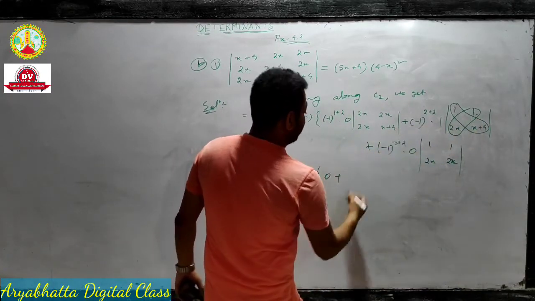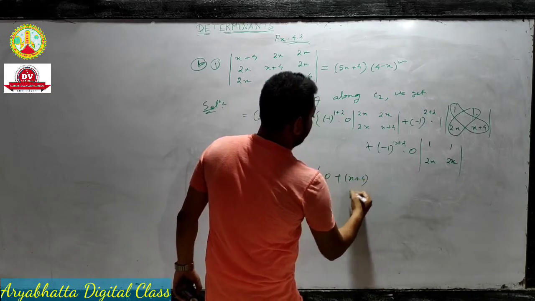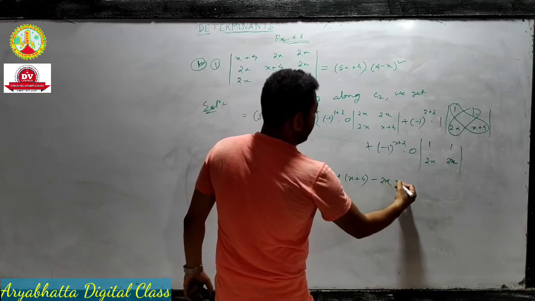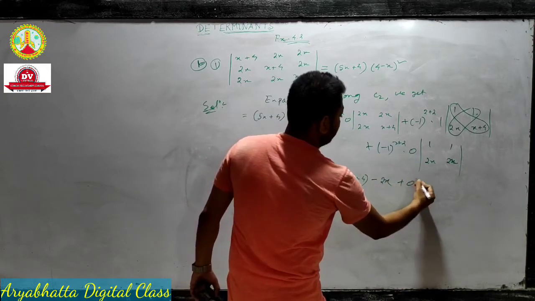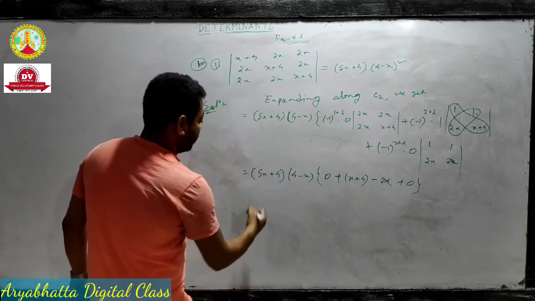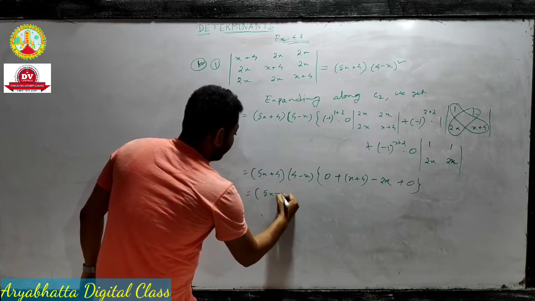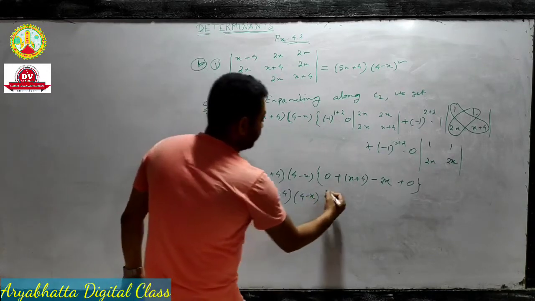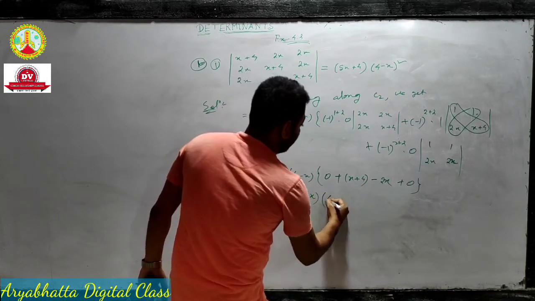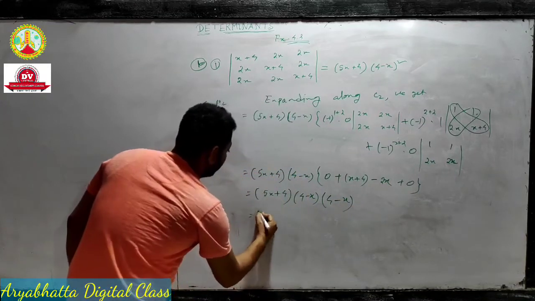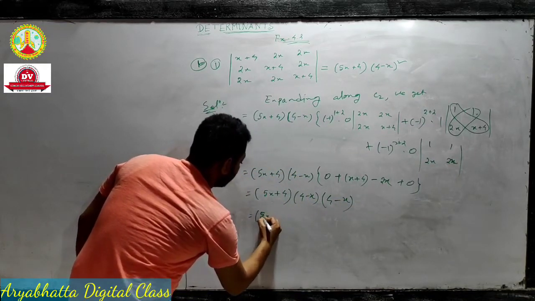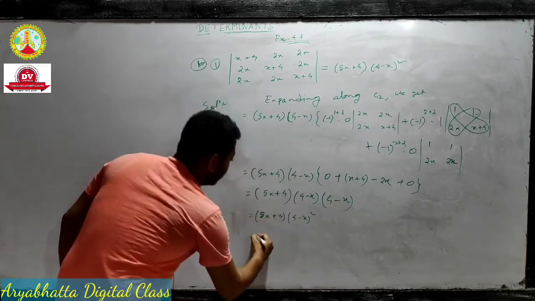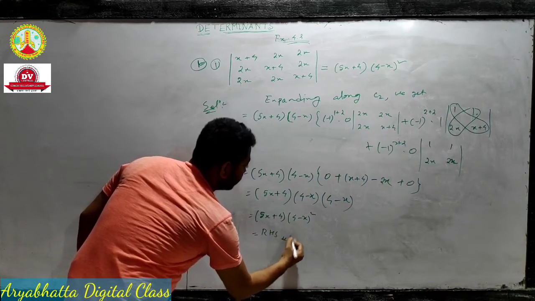have 1 into (x + 4) equals x + 4, minus 1 into 2x, that is 2x, plus 0 into this, equal to 0. So (5x + 4)(4 − x) into (x + 4 − 2x), this equals 4 − x. Therefore (5x + 4)(4 − x)² equals the right hand side. Hence proved.